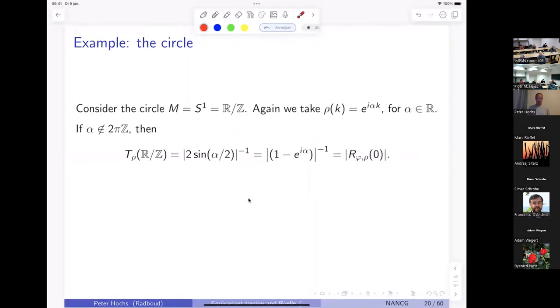And I want to say what this is for the circle. In the case of the circle, with this representation rho, we now combine our computations from before. If alpha is not in 2 pi Z, which means cohomology is zero, analytic torsion was this number. And the value at zero of the Ruelle zeta function was this thing without the absolute value. In general, without the absolute value, this is not positive, but if you take the absolute value, they are really equal. Take out a factor of e to the 1/2 alpha and they're equal. So it's true for the circle, which is nice to see.